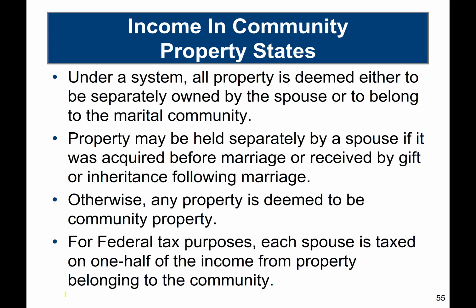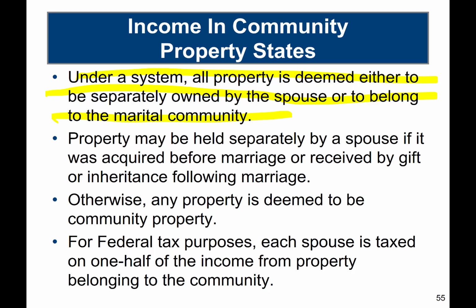So let's go ahead and take a look at what the rules are. Under community property, all property is deemed to either be separately owned by the spouse or belong to the marital community. If the property belongs to the marital community, any income from that property is going to be considered community income. It'll be half to each. If it's a separate asset that somebody has, then it is going to be considered separate income. And again, it only matters if you're married filing separate. If you file a joint return, it all goes on the joint return, right?